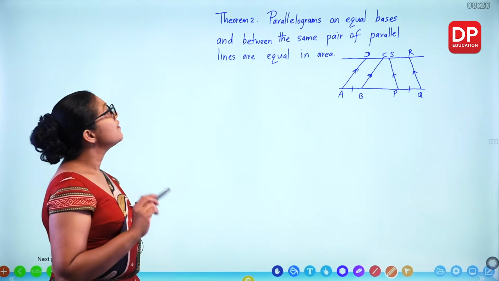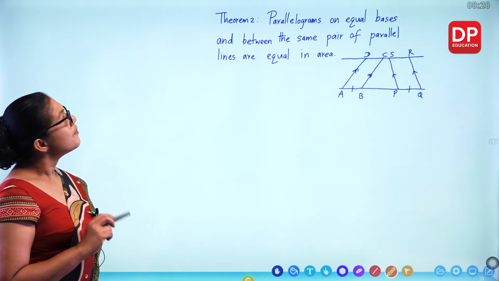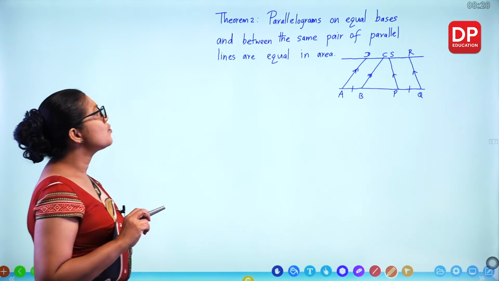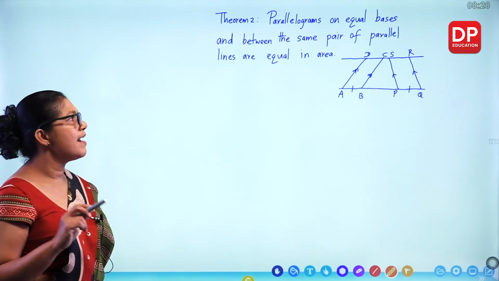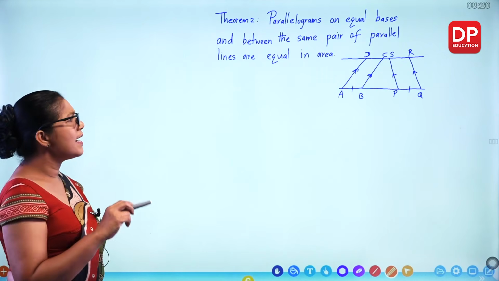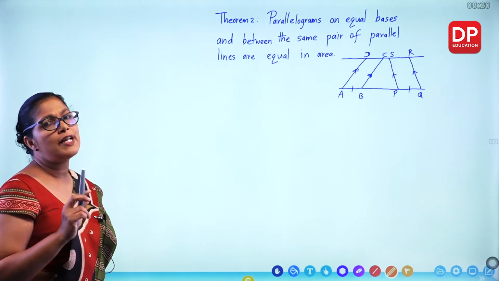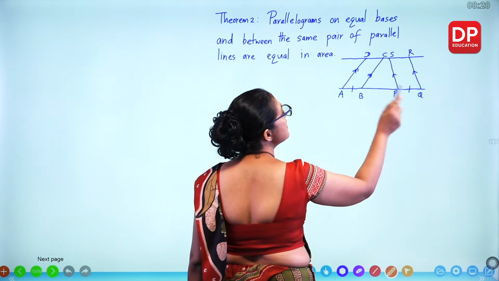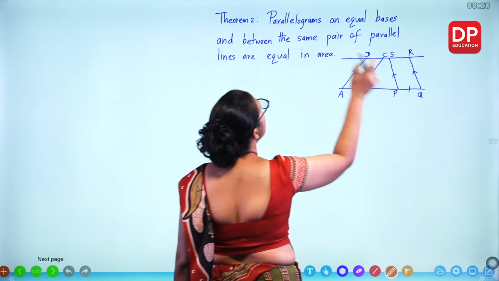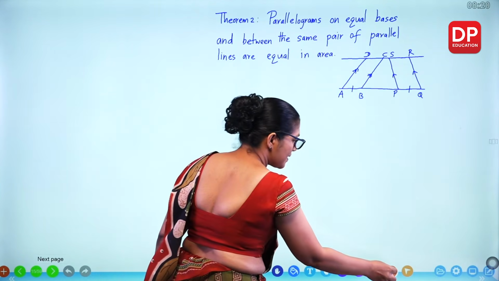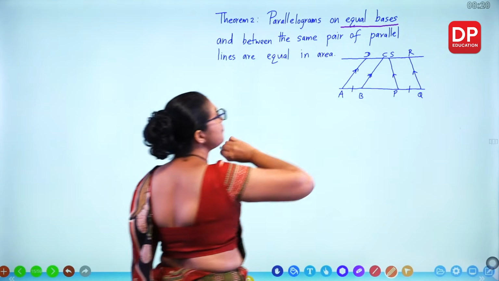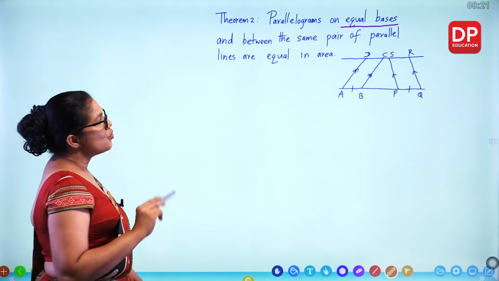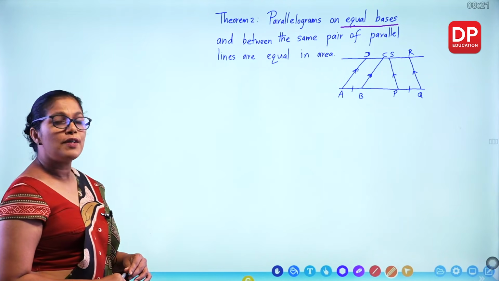Now we look at theorem number 2. Here theorem number 2 says parallelograms on equal bases and between the same pair of parallel lines are equal in area. What's the difference between the previous one and this one? Earlier, both parallelograms on the same base. Here, these are not on the same base, but bases are equal. Then how can we find out the areas of these two parallelograms? We'll try to prove.